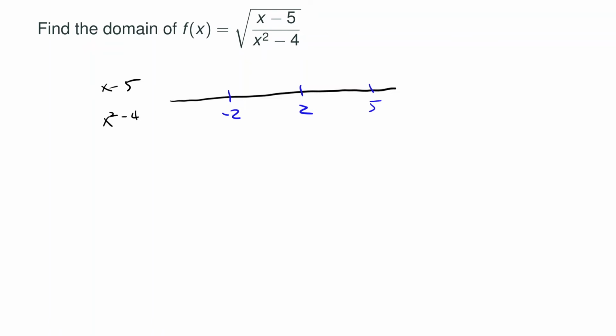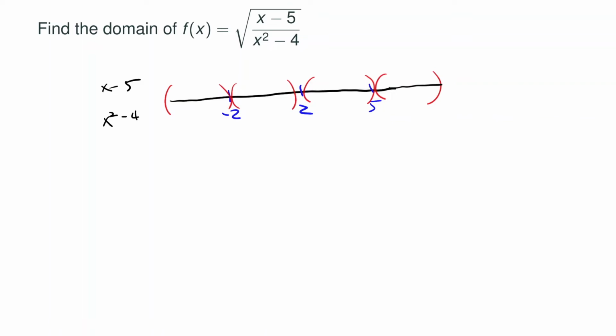And the way we approach this problem is we look at these 4 intervals, 1, 2, 3, 4. In these 4 intervals, we pick a number and plug it into both numerator and denominator. And if it gives us negative over negative or positive over positive, that's okay. But if it's negative over positive or positive over negative, we cannot have it, because we cannot have a negative number in the square root. So we pick a number.